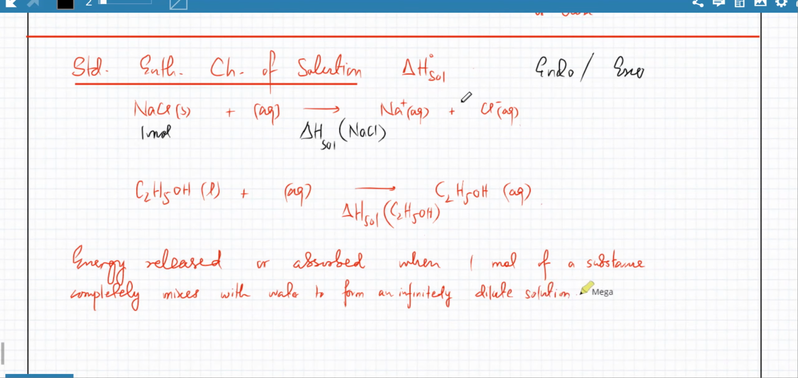So it's energy released or absorbed when you just dissolve a substance. If the temperature increases, that means energy is being released. If the temperature of the solution drops, that means energy is getting absorbed, and it's going to be measured under standard conditions. Is this clear?